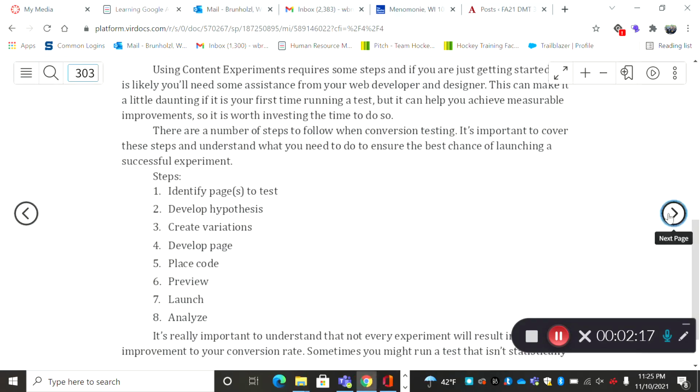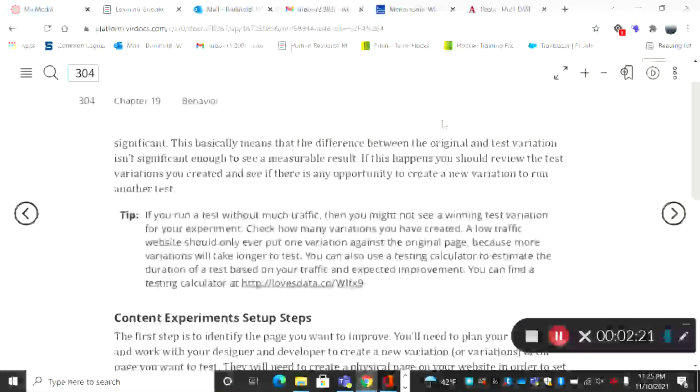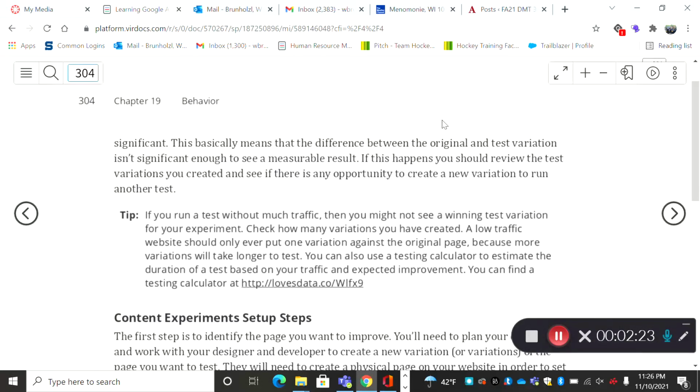Again, you're not always going to net positive results from doing these content experiments. But it's always a good test to see if what you're doing on your website currently is working and if you can do it even better. So, content experiments are super important in improving your conversion rates on your website.